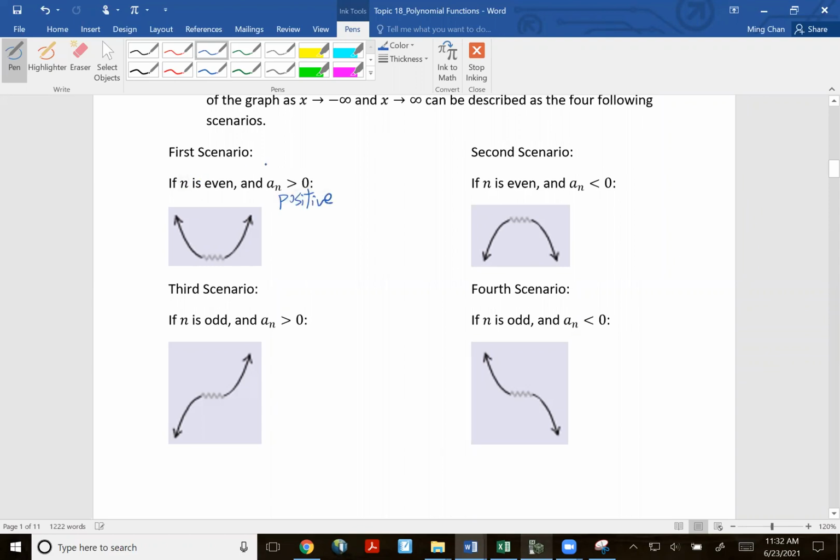All right, if your degree is even and your leading coefficient is positive, then it's guaranteed that the right side keeps on going up, up, up, and the left side keeps on going up, up, up, as the x value keeps on going right and left. If the degree is even, but this time the leading coefficient is negative, then it's guaranteed the right side and the left side will keep on going down, down, down.